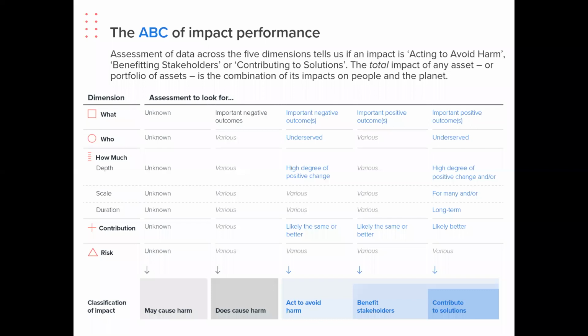There's a whole other class that are doing some good, and we can call those benefit stakeholders. And then there are quite a lot that are acting to avoid harm, which is maybe more your traditional ESG investing or corporate social responsibility and so forth. And so this provides a way to classify across asset classes and across sectors by the type of impact. Next slide, please.